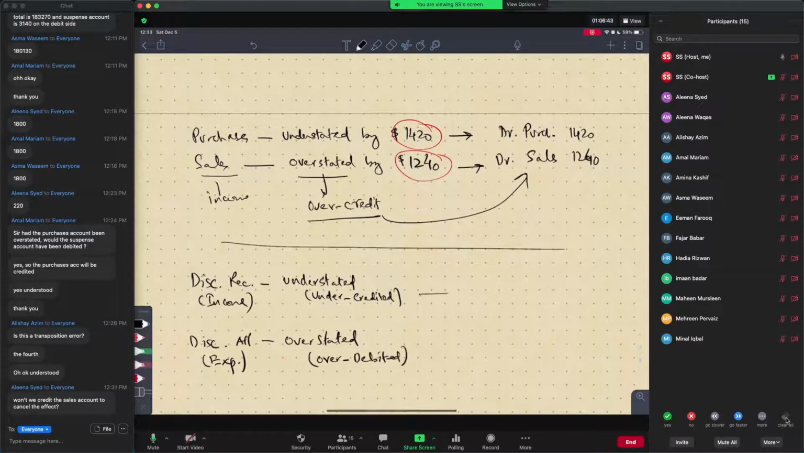And now we arrive at the conclusion. That means discount received had to be credited, and discount allowed has to be credited. Yes or no? Please give me a green check here.